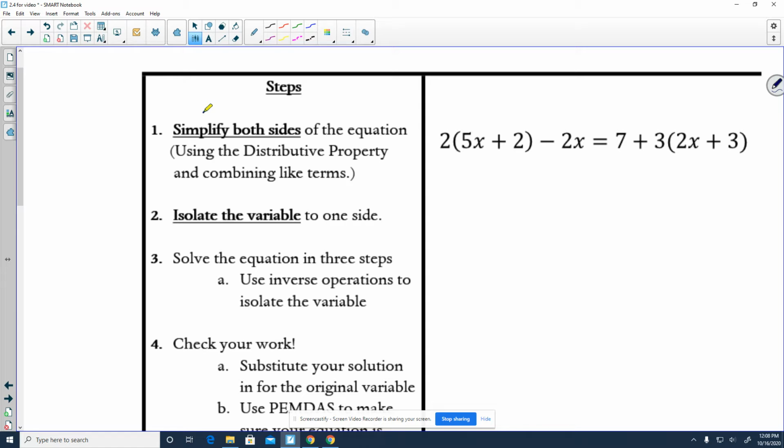So we've talked about this, the fact that in order for one side of the equal sign to be simplified, there needs to be no parentheses and there needs to be no like terms to combine. So to get rid of the parentheses, I'm going to apply the distributive property. So 2 times 5x is going to give me 10x. 2 times 2 is going to give me 4. And then the minus 2x is going to be hanging out by itself because it's not inside the parentheses. Okay? On the right side, my 7 is going to be hanging out by itself. 3 times 2x gives me 6x. And 3 times 3 gives us 9.